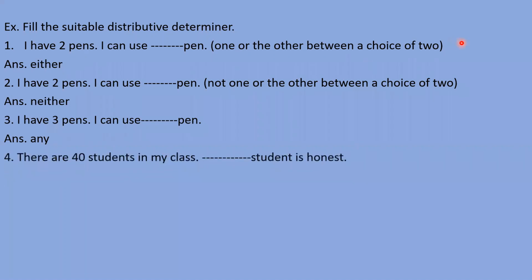Second sentence: there are 40 students in my class. And you have 2 options, each or every. Out of these 2 options, you have to fill one. There are 40 students in my class. Each student is honest. Every student is honest. Please tell me what word will come here. Varsha, you tell me, please.